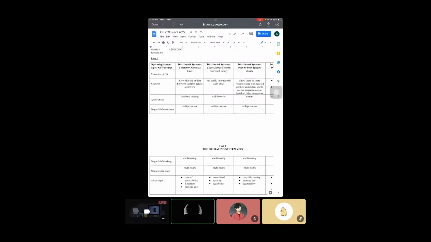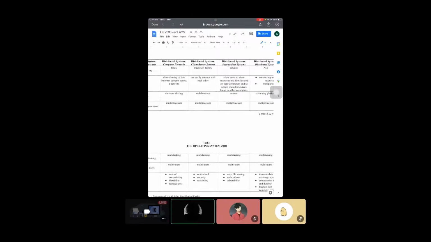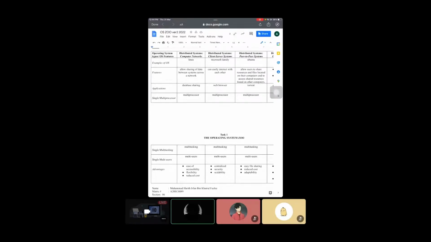And for the features, most of our answers are the same as the others, and the same goes for the application, but there are some differences for the computer network application. Some of the groups have different answers, but all of the answers are related. Okay, next is for the processor, tasking, and users.